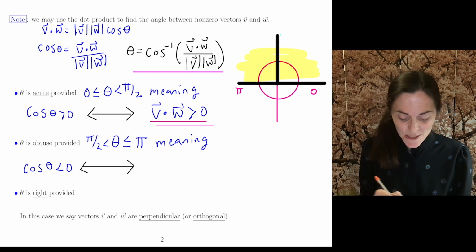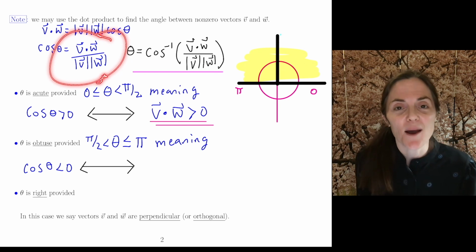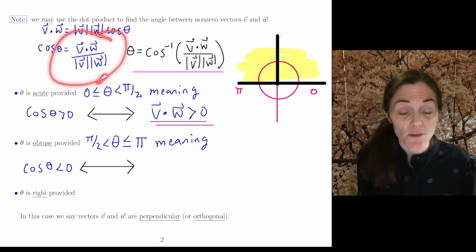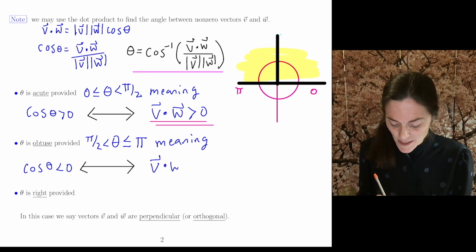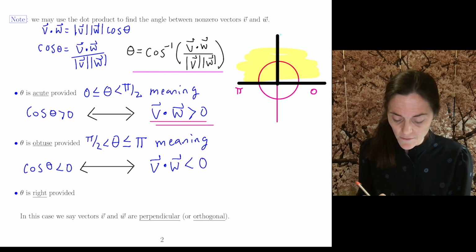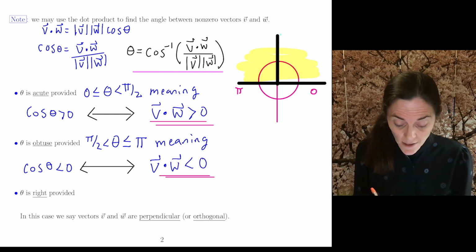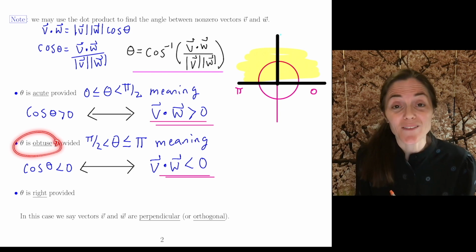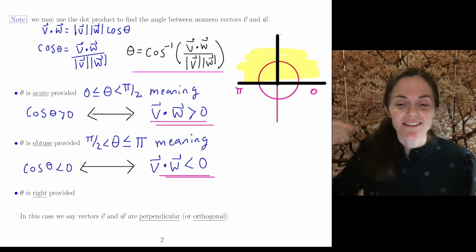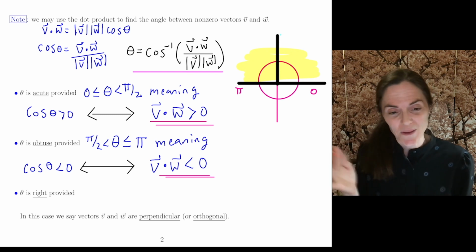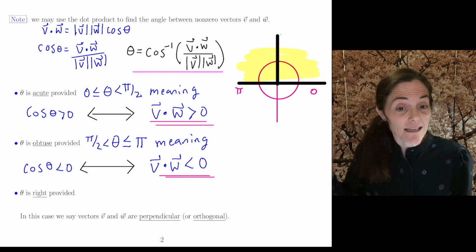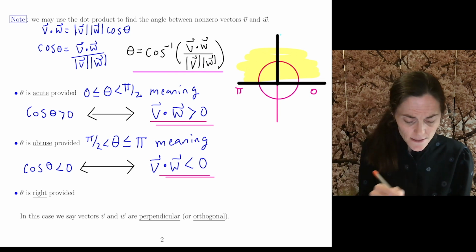Well, just like my discussion before, this is the cosine. The denominator is positive, so the cosine is negative provided the numerator is negative. And so we get v dot w is negative. So this is the characterization for when the angle between v and w is obtuse. We take v dot w, and if we get a negative number, we know that the angle between those two vectors is obtuse. Now, the only thing left is a right angle.